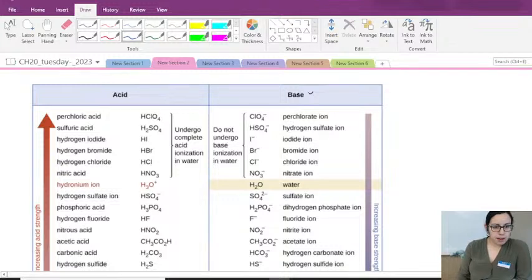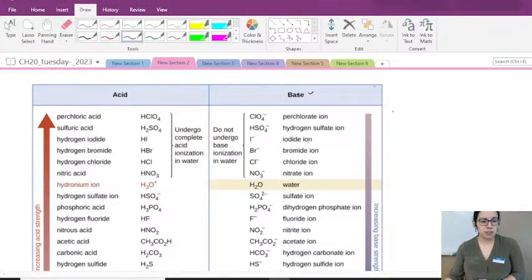So up at the top here, you have your strong acids: perchloric, sulfuric, hydrogen iodide, hydrogen bromide, hydrogen chloride, and nitric acid. And notice they undergo complete acid ionization in water. So that's telling us the equilibrium lies all the way to the right, and none of these can reform the acid in solution. So for example, let's just look at nitrate.